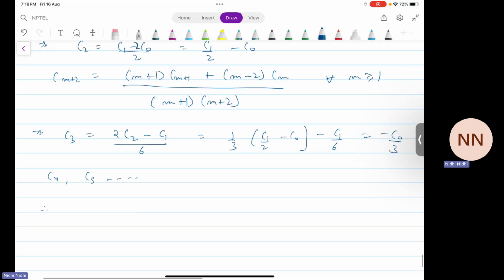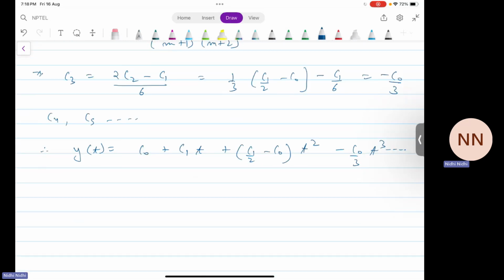Therefore, our solution y in terms of t is c0 plus c1 t plus (c1 by 2 minus c0) t square minus c0 by 3 t cube and so on. Now what was t? t was x minus 2. Therefore y(x) is equal to c0 plus c1 (x minus 2) plus (c1 by 2 minus c0)(x minus 2) whole square minus c0 by 3 (x minus 2) whole cube and so on.